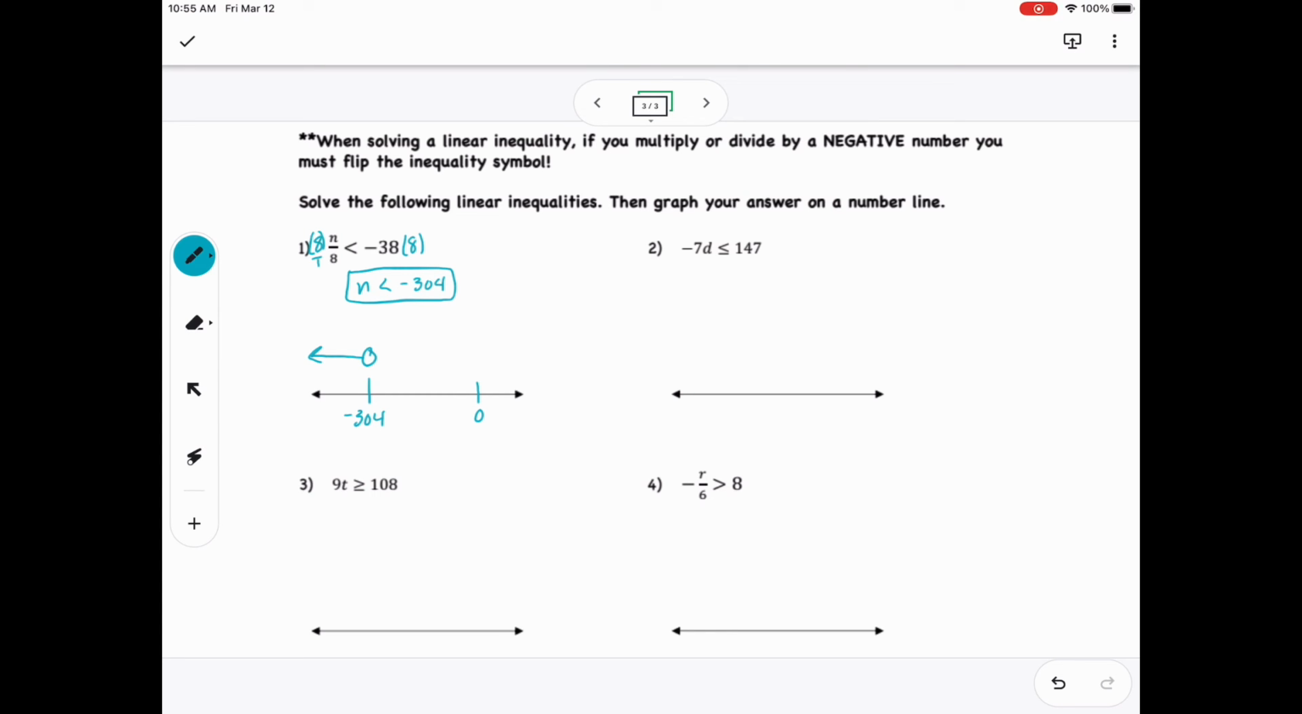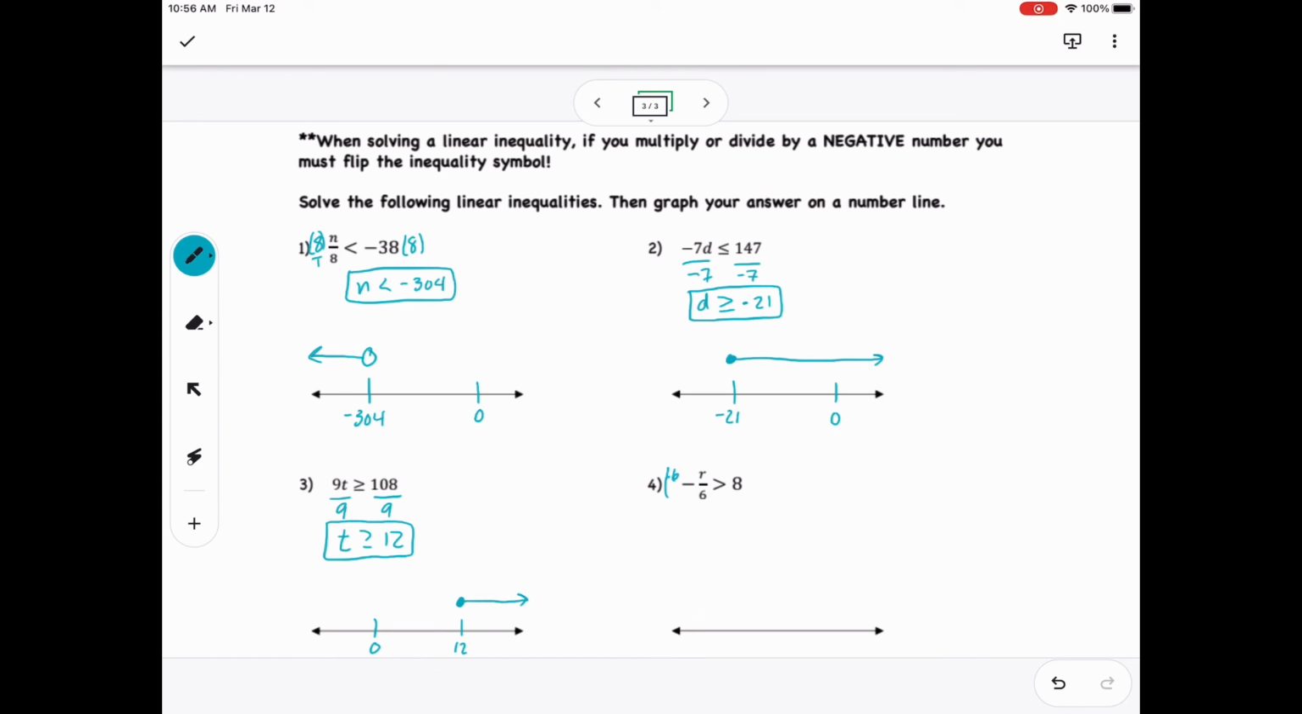For number 2 here, I need to divide both sides by negative 7. So since I'm dividing by a negative number, I need to switch my sign. So that makes it a greater than or equal to sign. And so that's negative 21. So then I find negative 21 on my number line. Here will be a closed circle, and then everything to the right will be true. So then for number 3, I divide by 9 to get t is greater than or equal to 12. And then on my number line, I find where 12 is, and then I will have a closed circle, and everything to the right will be true.